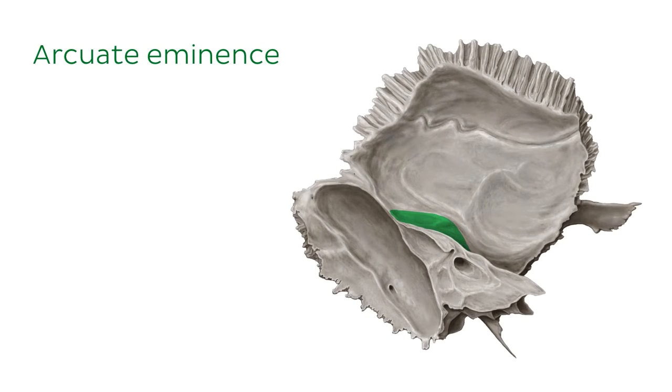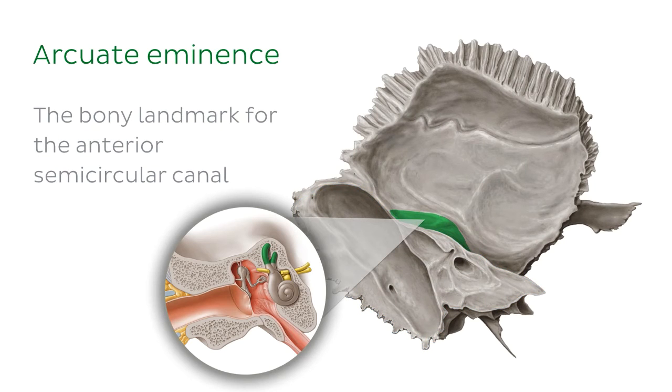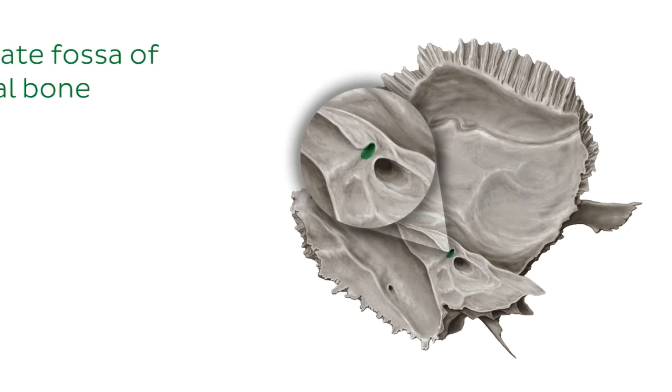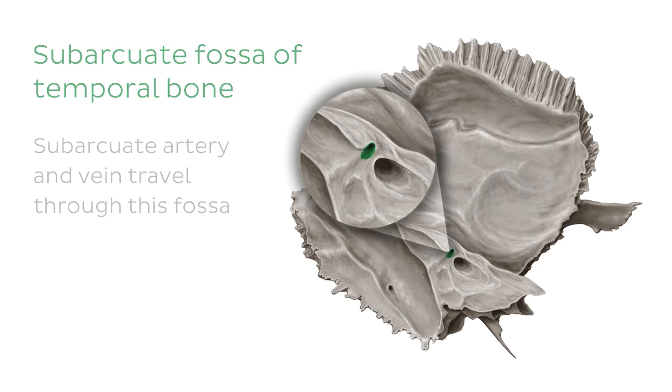The next part we'll look at is the arcuate eminence, seen here in green. The arcuate eminence is a prominence located on the petrous portion of the temporal bone. It's considered to be a bony landmark for the anterior semicircular canal, one of three types of canals that is part of the vestibular system. The petrous part of the temporal bone contains a depression known as the subarcuate fossa, highlighted here. The subarcuate artery and vein both travel through this fossa.